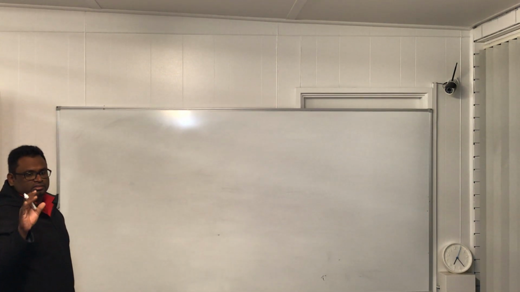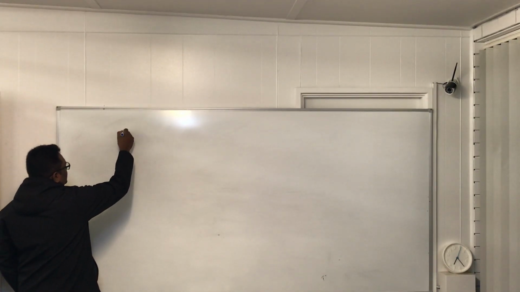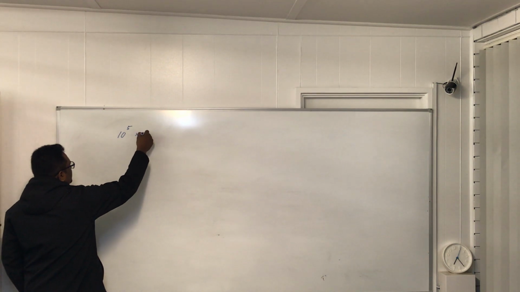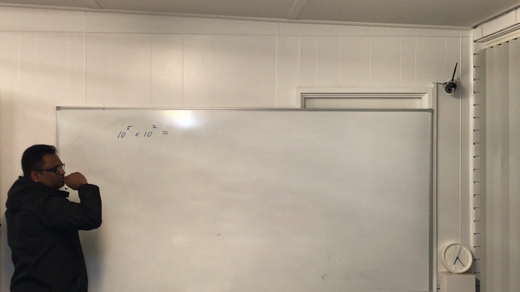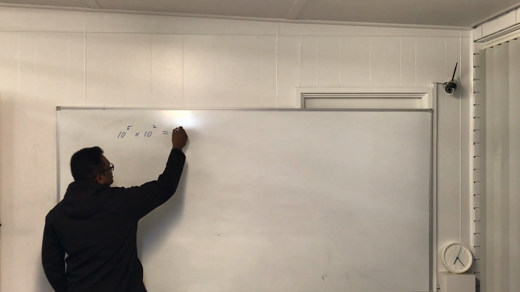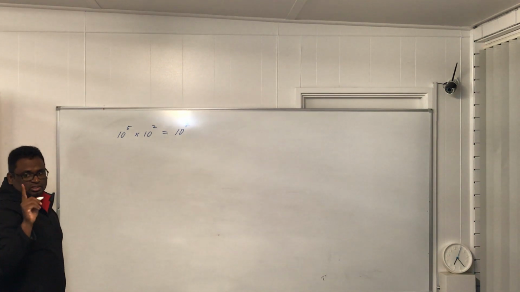Look at this. 10^5 times 10^2. Everyone, what is the answer? 10^7. Sorry, 10 to the power of what? Power of 7. 10^7. Now, 10^7, right? Okay.